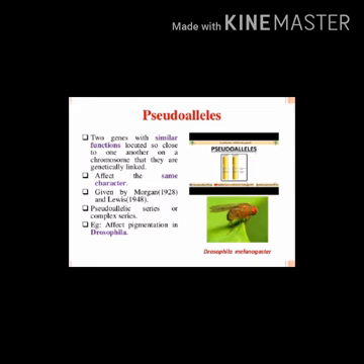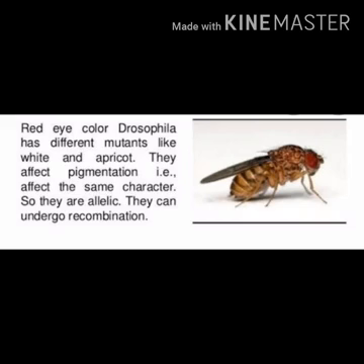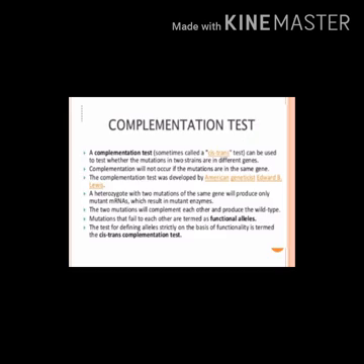Now moving on to pseudoalleles. When two genes with similar function are located very close on a chromosome and are genetically linked, they are called pseudoalleles. They affect the same character. The concept of pseudoalleles was given by Morgan and Lewis. For example, the red eye color of Drosophila has different mutants like white and apricot. They affect the pigmentation, that is, they affect the same character, so they are allelic.